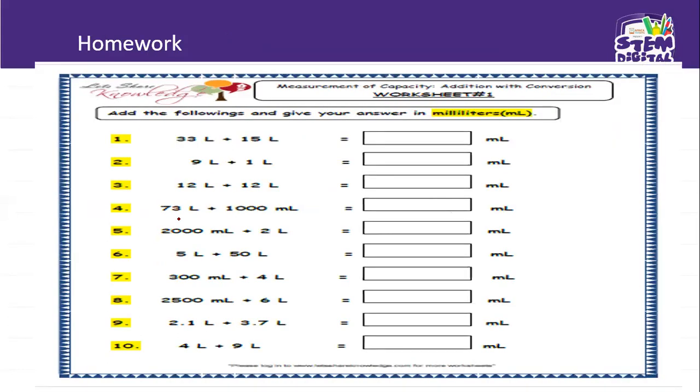Here is your homework, guys. Please screenshot this. Please do your homework. And please make sure if you don't understand, please speak to me. Pause.